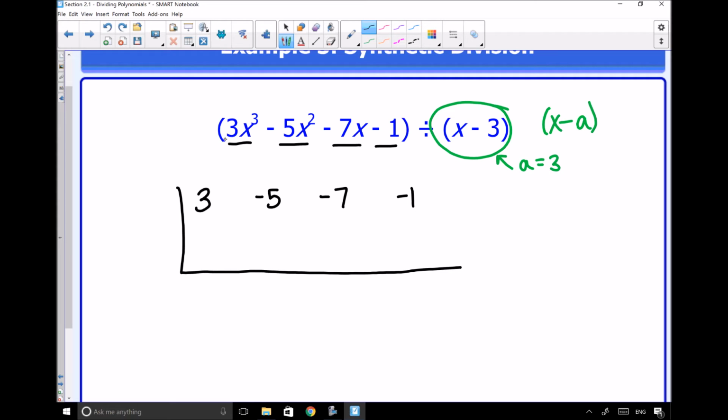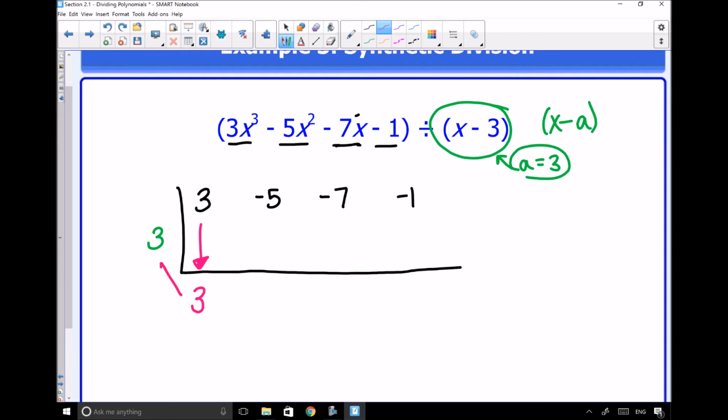Now, if there is a term that is skipped, let's say, for example, there was no minus 7x here, then you would have to put a 0 here, just so that you guys are aware, okay? And we'll talk about specific examples like that in class. So now I need to figure out what number goes on the outside. It's my a value. Since a was 3, I'm going to put 3 on the outside. Okay, so how do I do my synthetic division? The first thing I'm going to do is I always bring down my first coefficient, no matter what power it is, whatever my leading coefficient is, I bring it down.